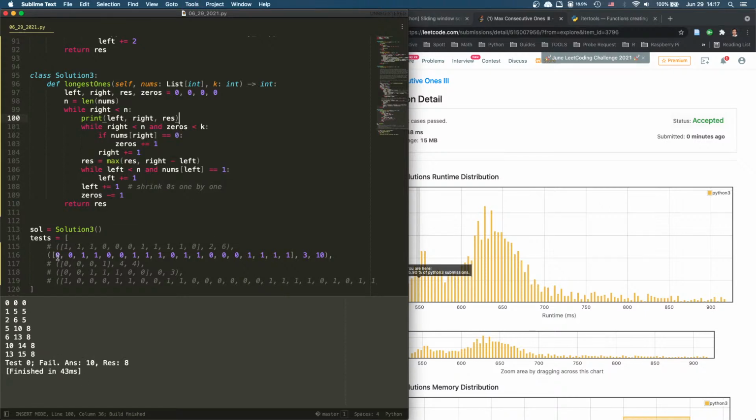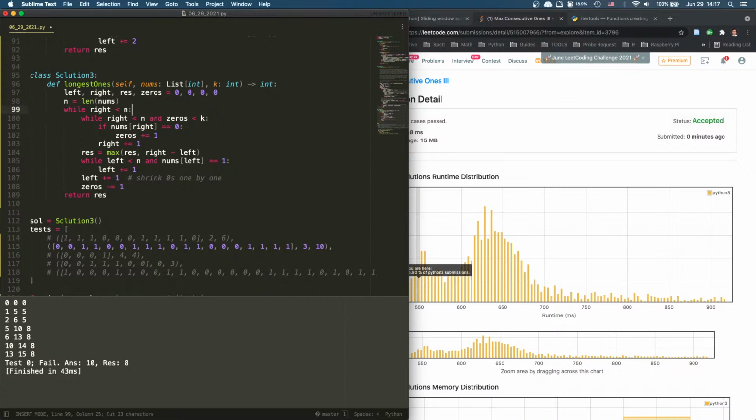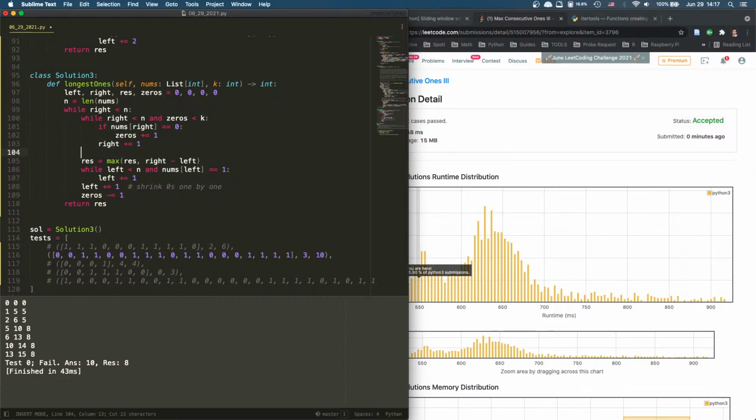So at the beginning, 0, 0, 0. After one round, actually no. I don't want to print here. I want to print here, not before. So after one round, 0, 1, 2, 3, 4, 5. Right is here, right? So that's correct, as the first round is going to be 5.